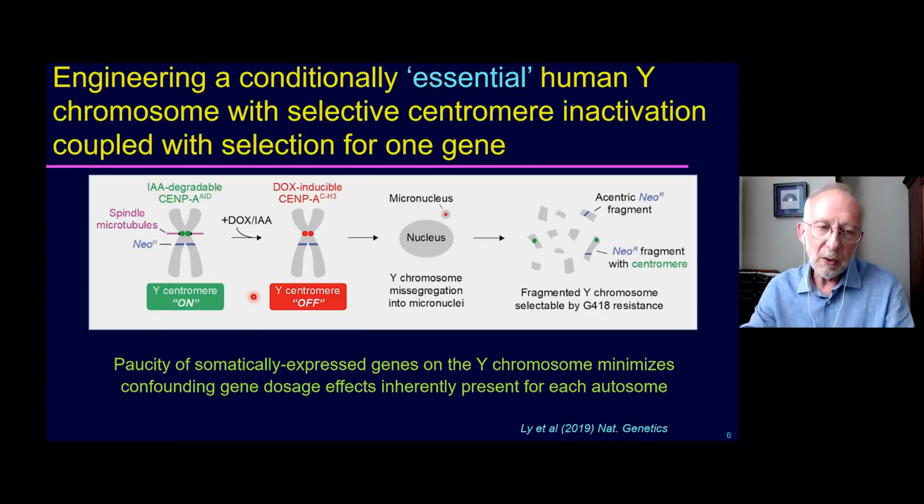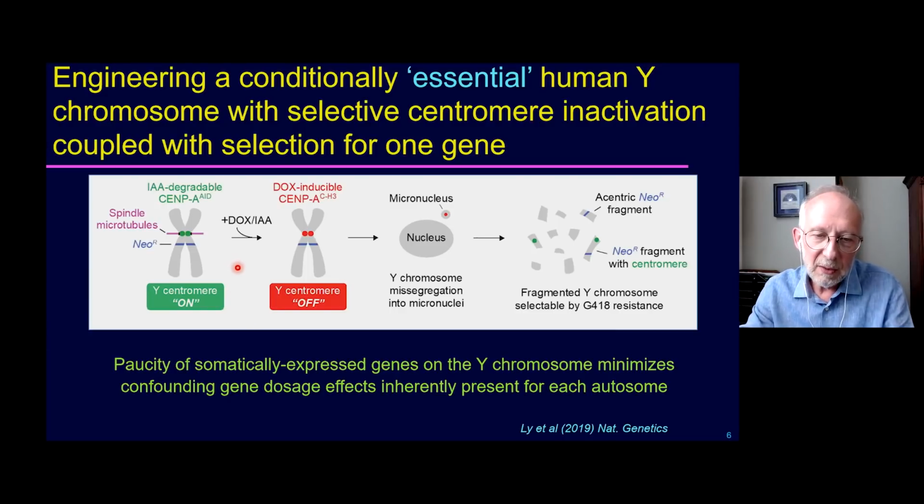So indeed, segregation of a chromosome or a chromosome piece, an acentric piece, into a micronucleus will lead to its shattering in the subsequent mitosis. We then ask, well, what if there were a growth advantage in the shattered chromosome? What would that do to acquisition of that growth advantage and maintenance of that growth advantage?